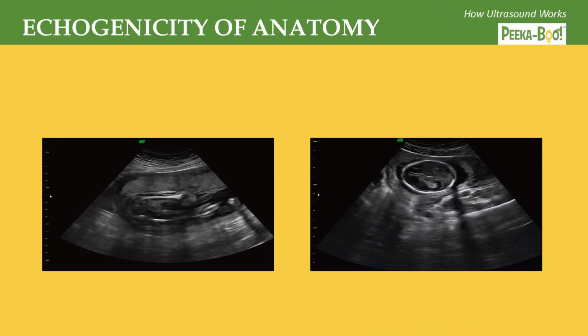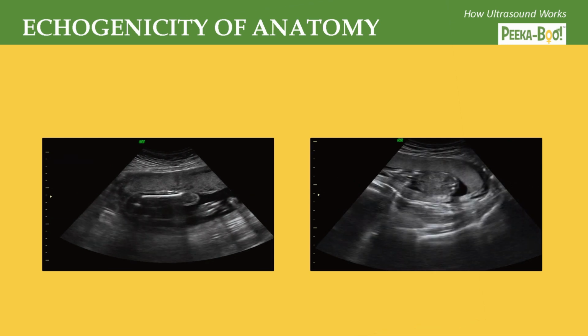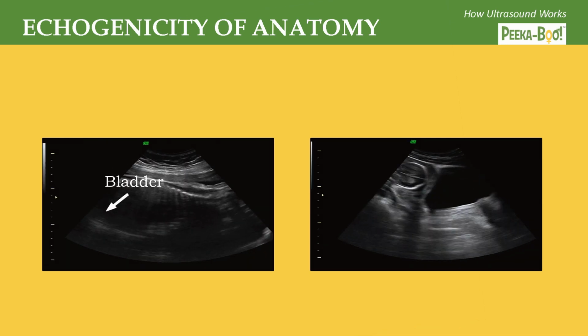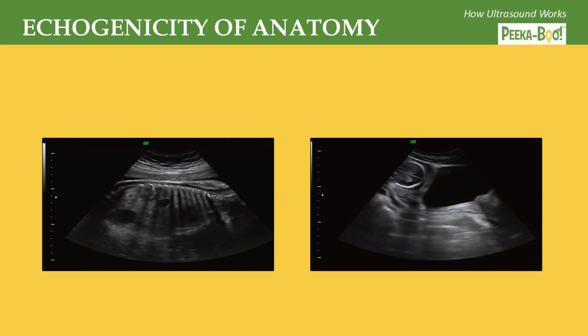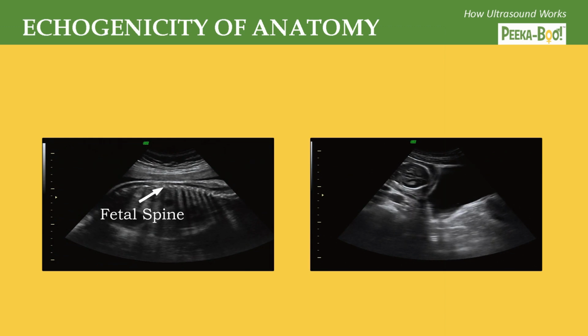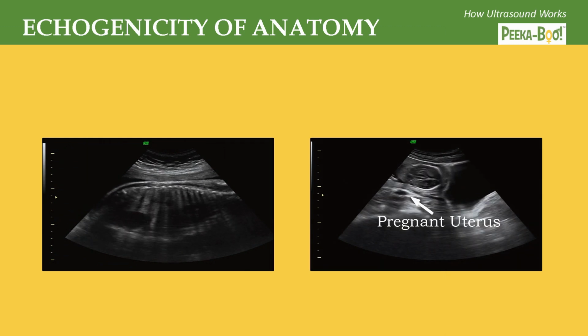If something is black, what does it mean? In these two images, the black structure is a bladder, which is fluid-filled. Other structures that should be noted here include the white-colored fetal spine on the left and the uterus on the right.